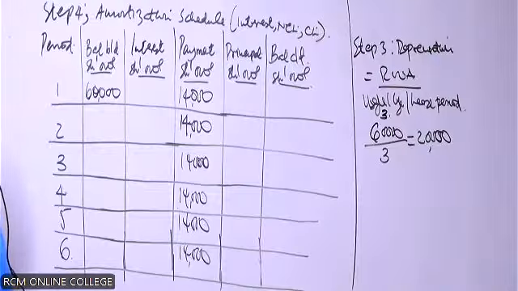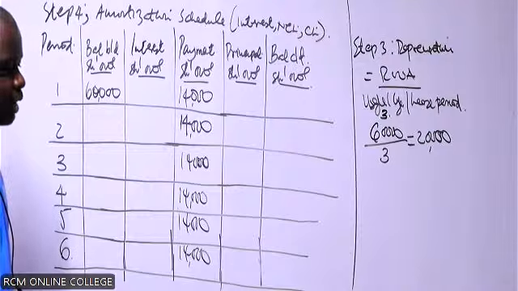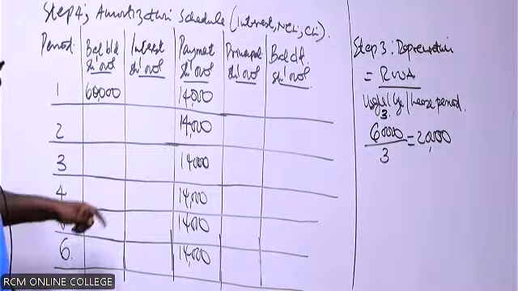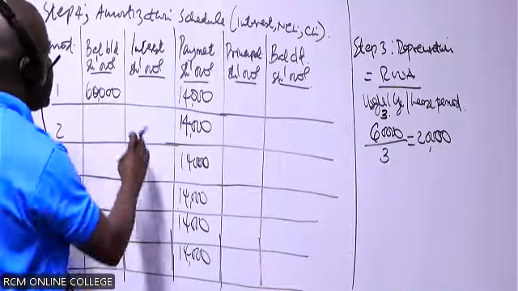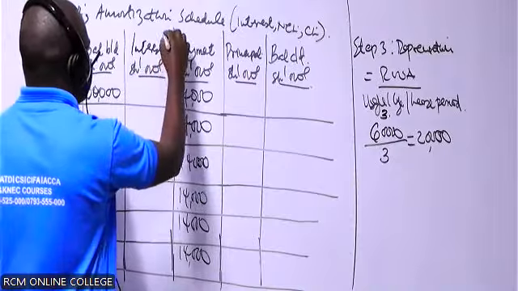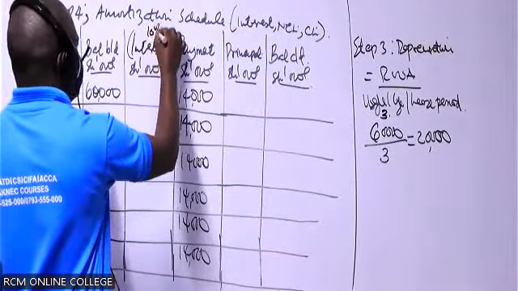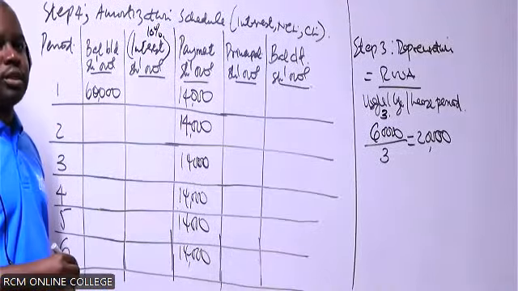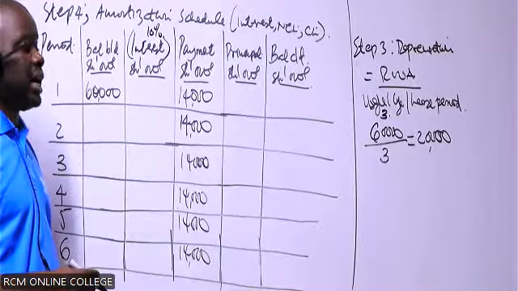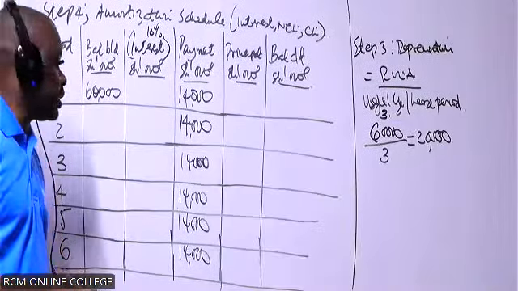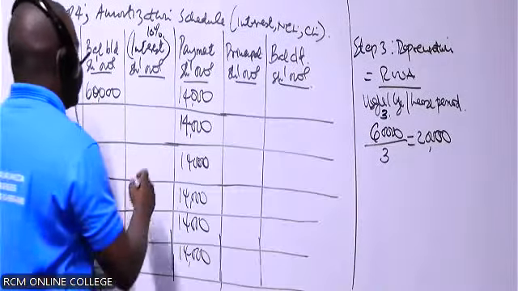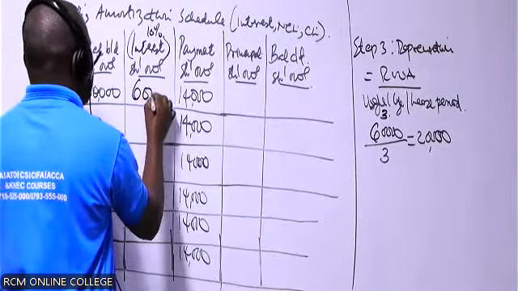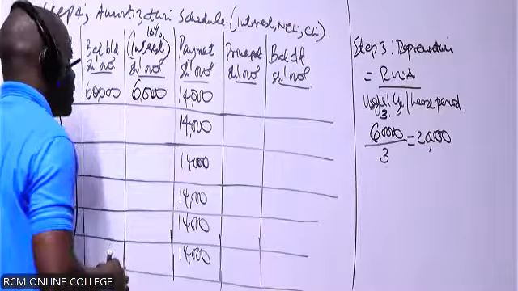So now we need to start filling our amortization schedule. Interest is at 10%. That's what you've been told in the question, not me having to guess that 10%. It is in the question. 10% of this one is quite simple. It is 6 million, or 6,000.